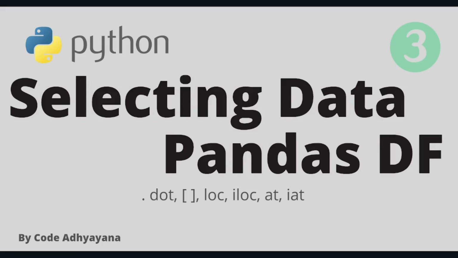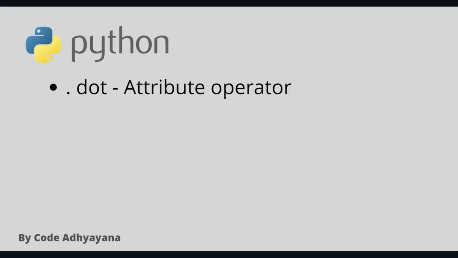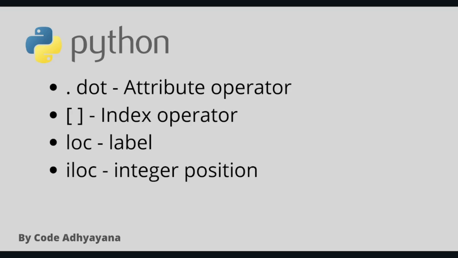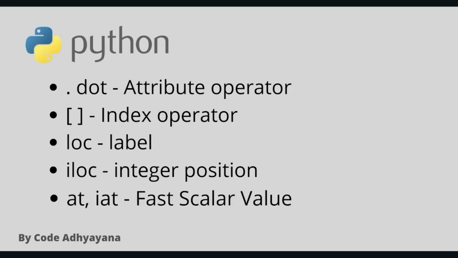Hi everyone, in this video we are going to learn how to select data in Pandas data frame. We are going to see all those options one by one. So first one is using dot operators. Second one is using index based operators. Third one is label based selections using loc. If it is integer based positions we can use iloc. And for selecting a particular value we can use at and iat.